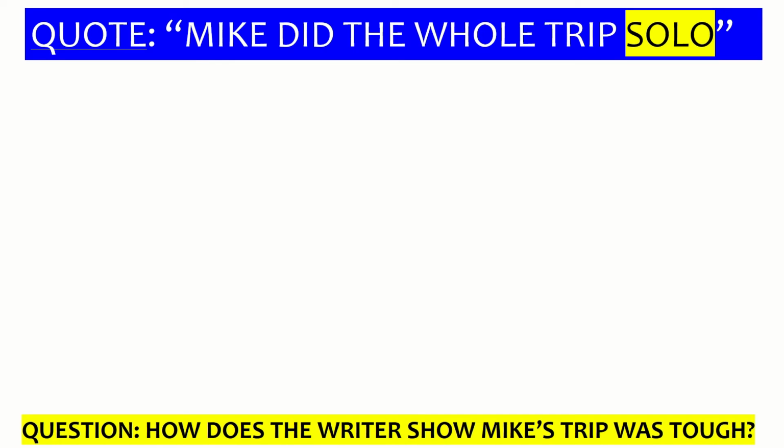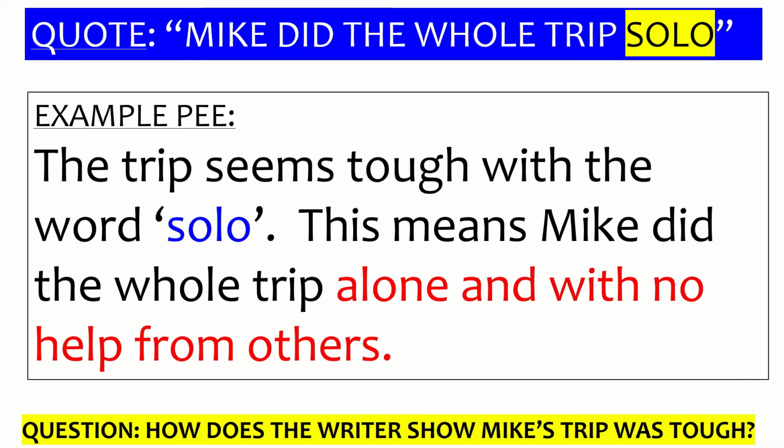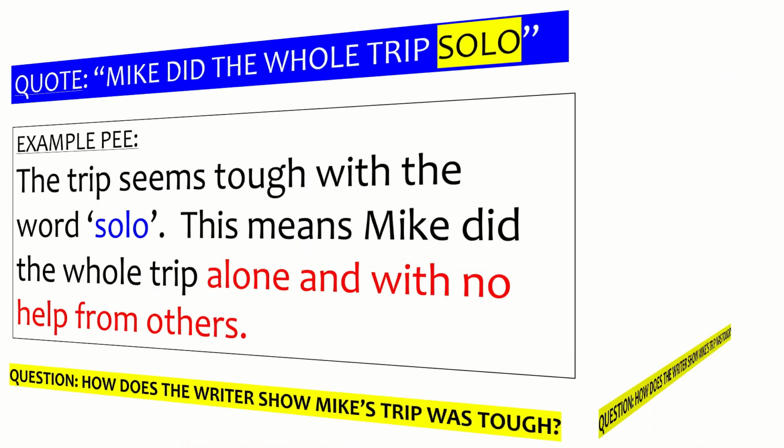Okay, another one. If it said Mike did the trip solo, so solo means as in on his own, why does that make Mike's trip sound tough? Well, okay, so it basically seems tough because he did the whole trip alone and with no help from others. So you could talk about that it was hard to do because he would have to do all the sailing on his own, or you could do it from a point of view where he might get lonely. But obviously, if he had a whole team of 20 people helping him, it's going to be a lot easier. But the fact he did everything on his own makes it tough.